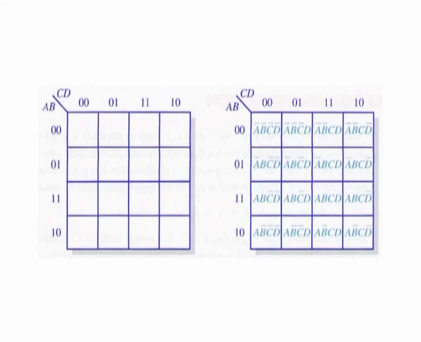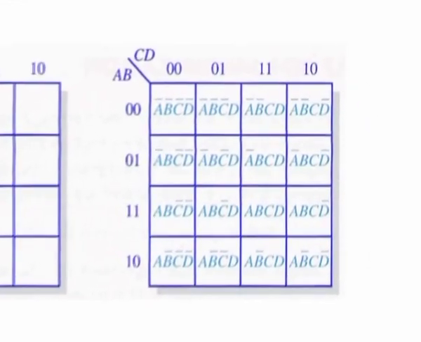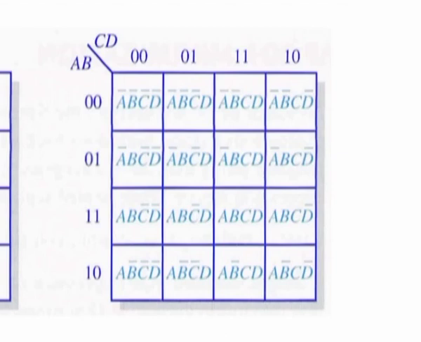For example, the cell in the upper right corner has a binary value of 0010 and the cell in the lower right corner has a binary value of 1010. Part B of figure shows the standard product terms which are represented by each cell in the 4 variable Karnaugh map.